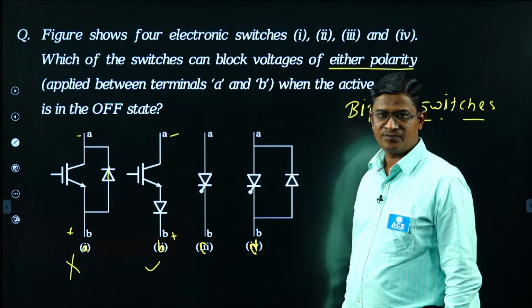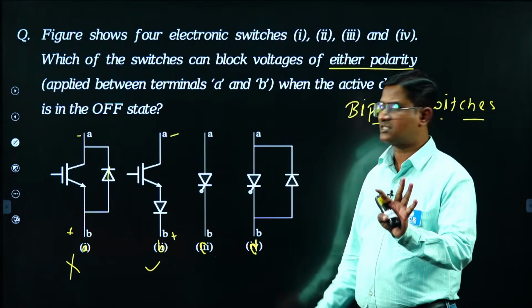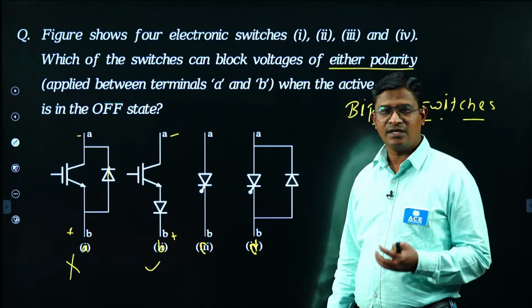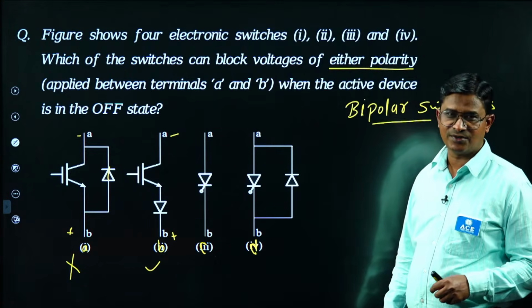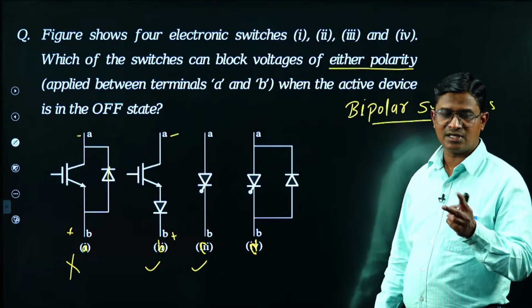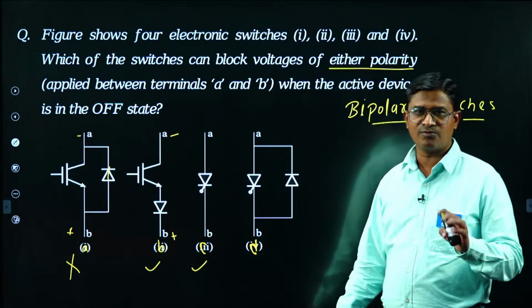What about SCR? SCR is not a composite switch. It is a simple single device. And we know SCR is a bipolar device. It can block high forward voltage as well as high reverse voltage. So this is also bipolar. This also has forward as well as reverse voltage blocking capacity.